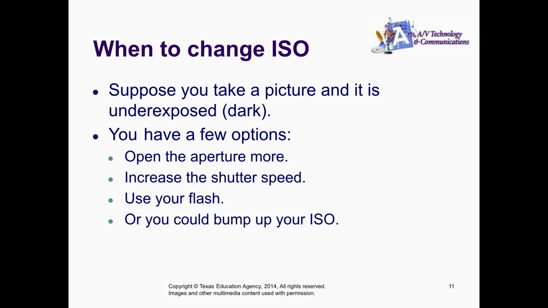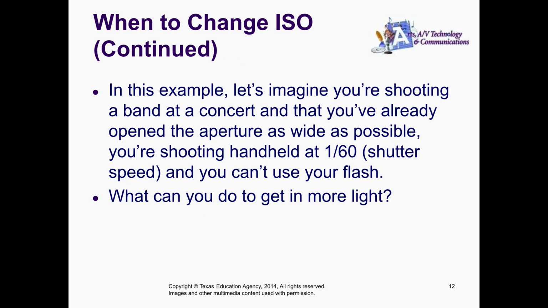You can change your shutter speed, which we didn't get a chance to do yet, but we will, where it goes faster because it only lets the light in really quick, right? Or, I'm sorry, the other way around. A slower shutter speed will let more light in, but it also will cause blur, right? Or you can use a flash, or you could bump up your ISO, but just remember if you bump up your ISO, you could get that grainy look.